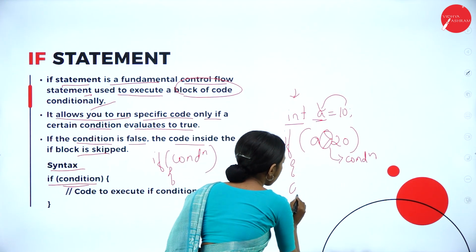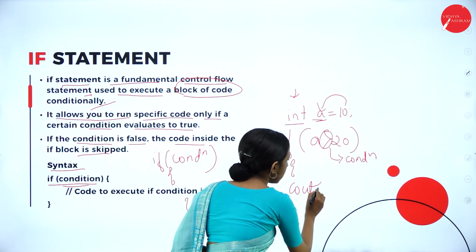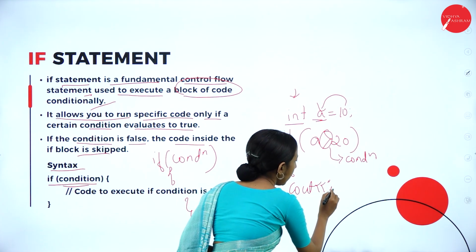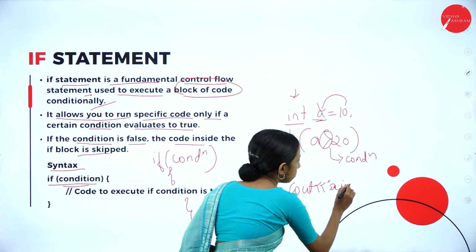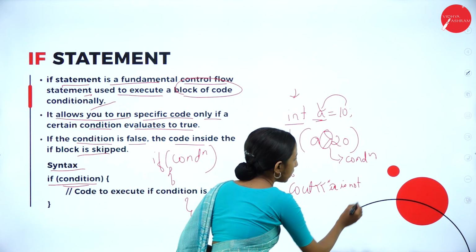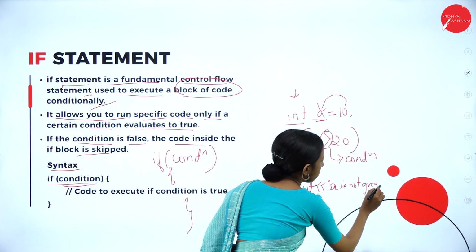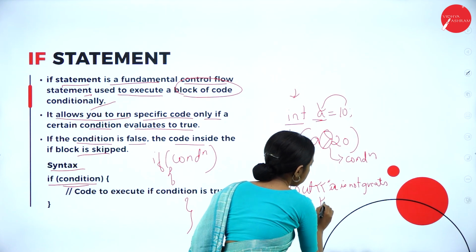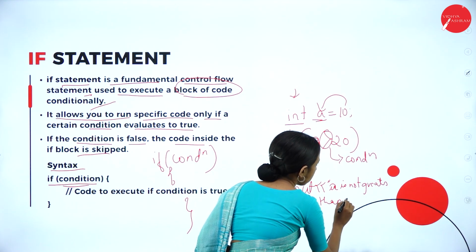So the statement that I am giving here is to print out "a is not greater than 20".